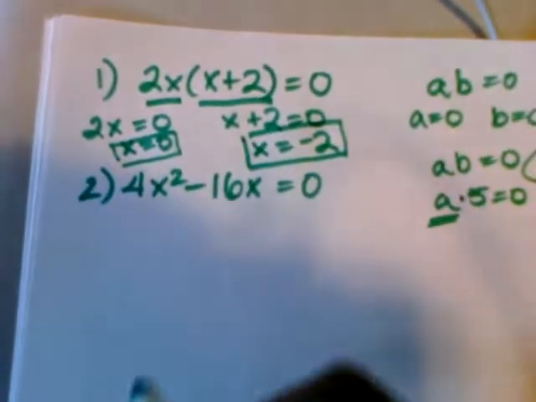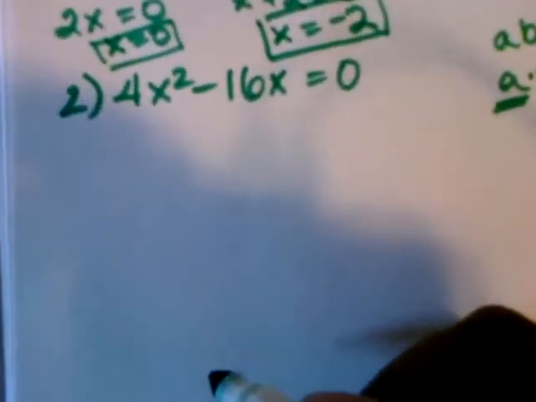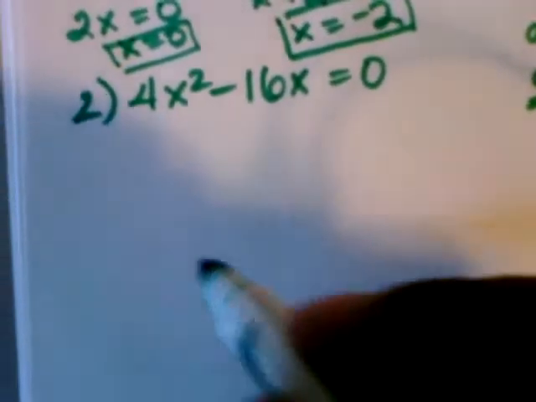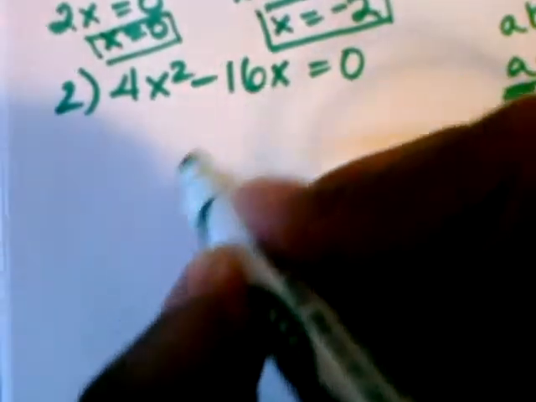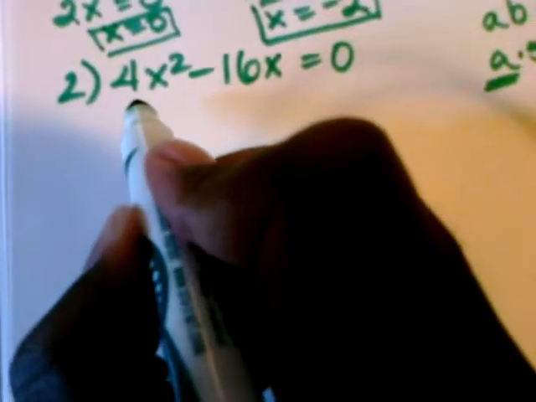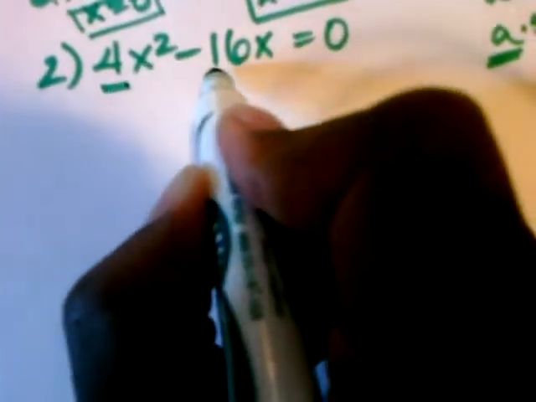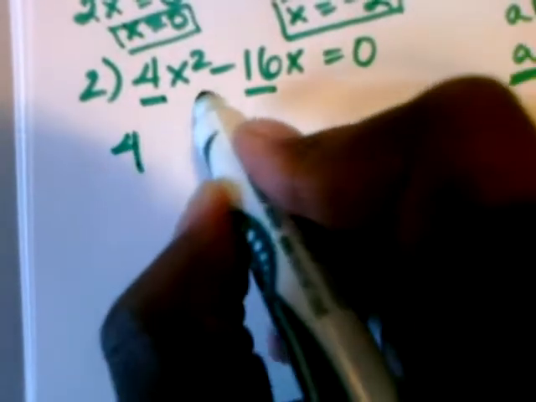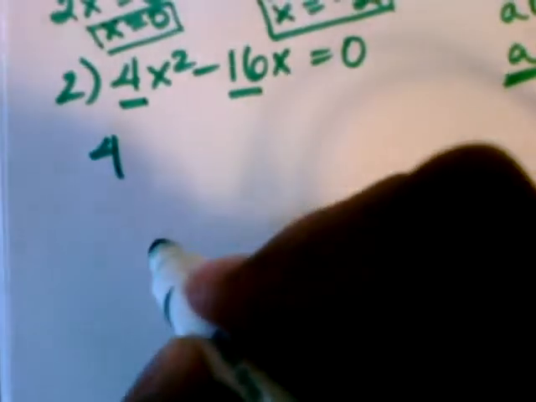Let's look at number two. Number 2 isn't quite that easy. They haven't factored anything out for us, so we'll have to do that by ourselves. And so I'm looking here. I see a 4 and I see a 16. They share a common factor of 4. So I'm going to take a 4 out. Then I see an x squared and an x. They share a common factor of x. I'm going to take an x out.